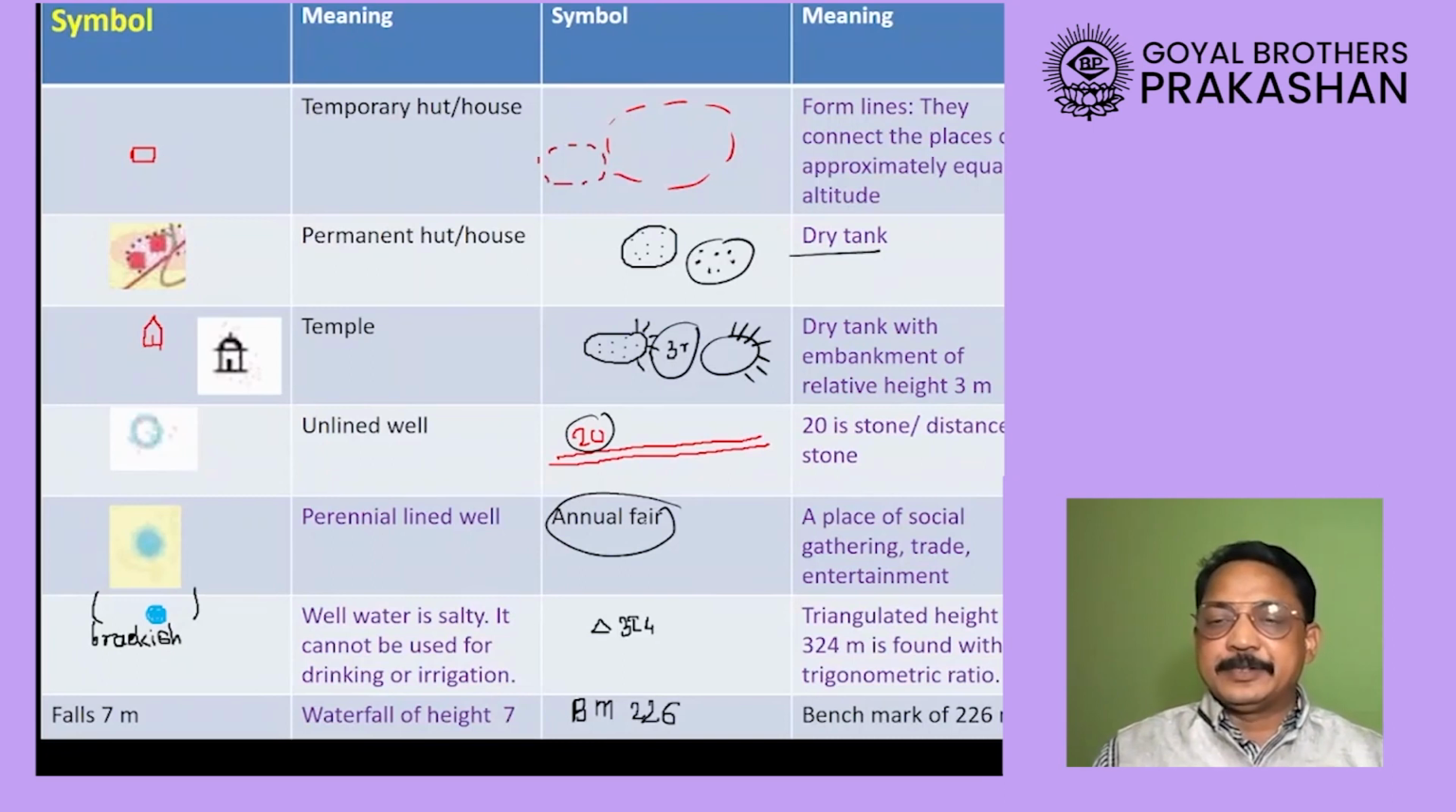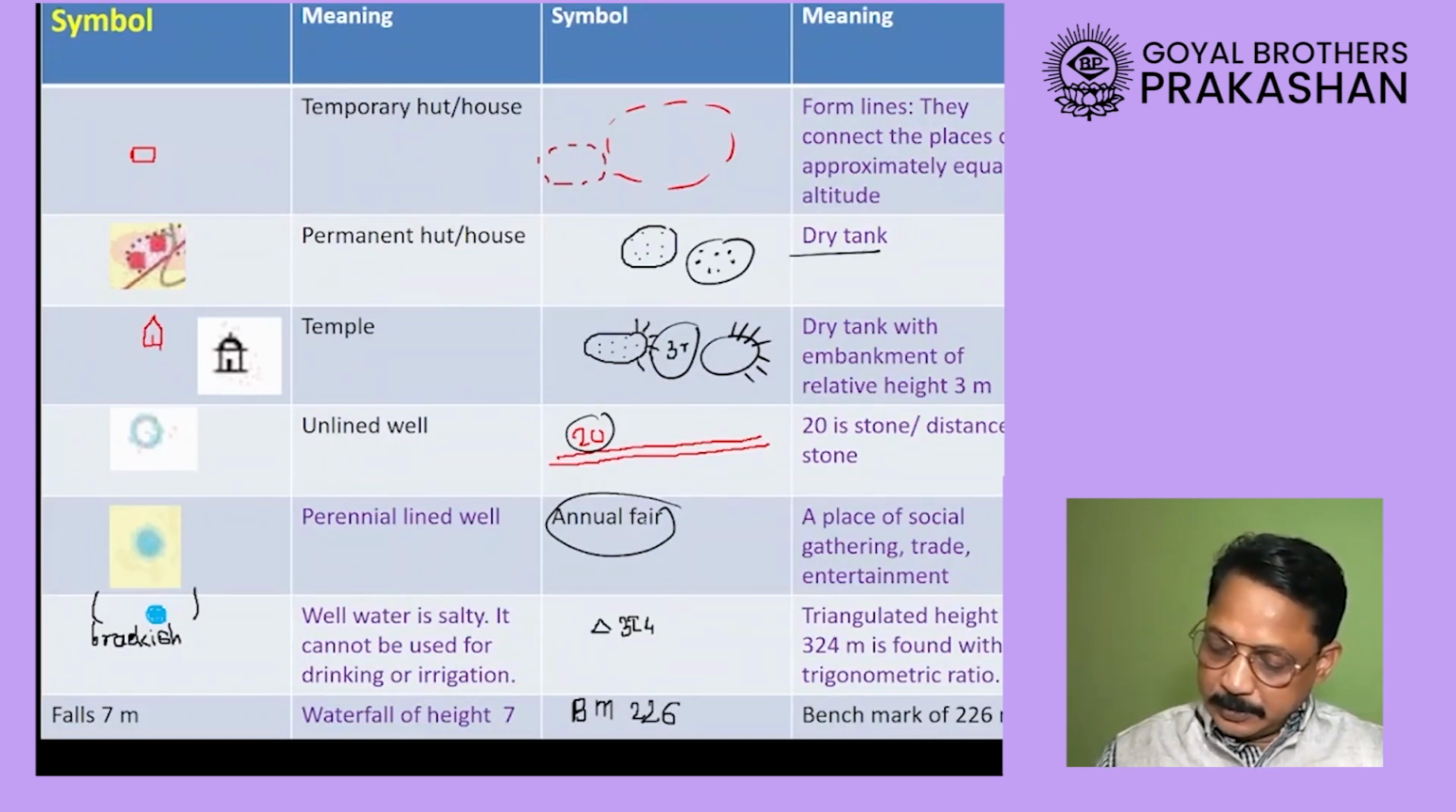It simply means it's a place where people gather once a year or maybe monthly in order to carry out trade or offer pujas to their local gods or goddesses. They also gather there in order to have entertainment, okay, and some trade, of course.